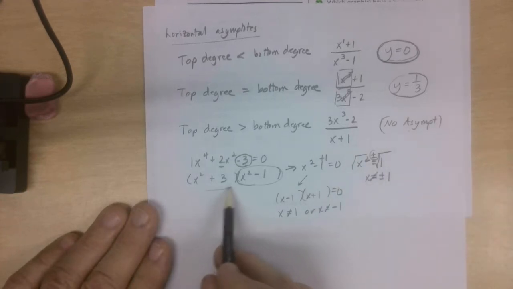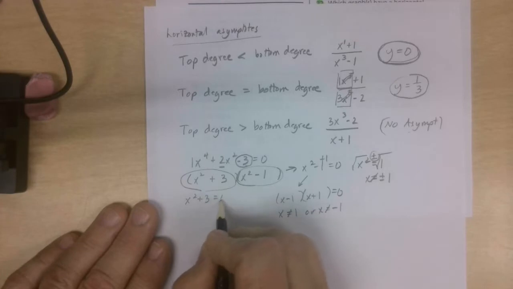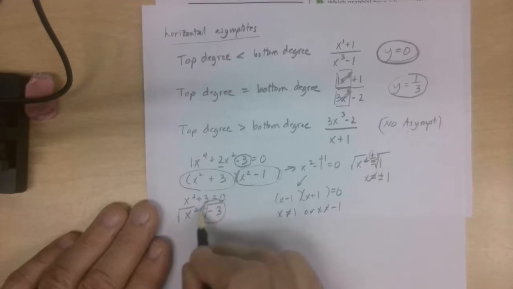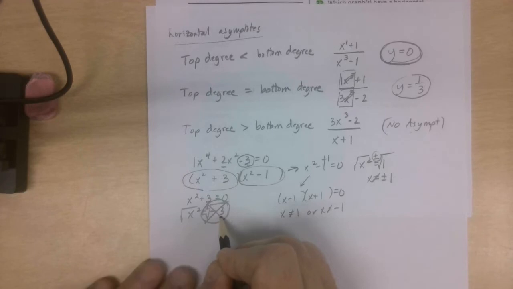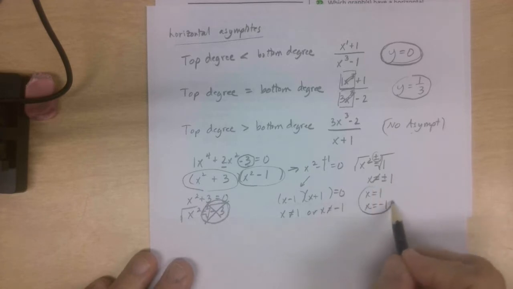Okay, now if I look at this one, and I do the same thing, and I subtract 3, if I set this equal to 0, first of all, it's not factorable. If I take the 3 over, and then I go bada boom, bada bing, do the right thing, you can see these are imaginary numbers, and you're not going to have imaginary numbers anywhere on your xy axis, so these are not going to be your vertical asymptotes. x equals 1, x equals negative 1 are your vertical asymptotes.